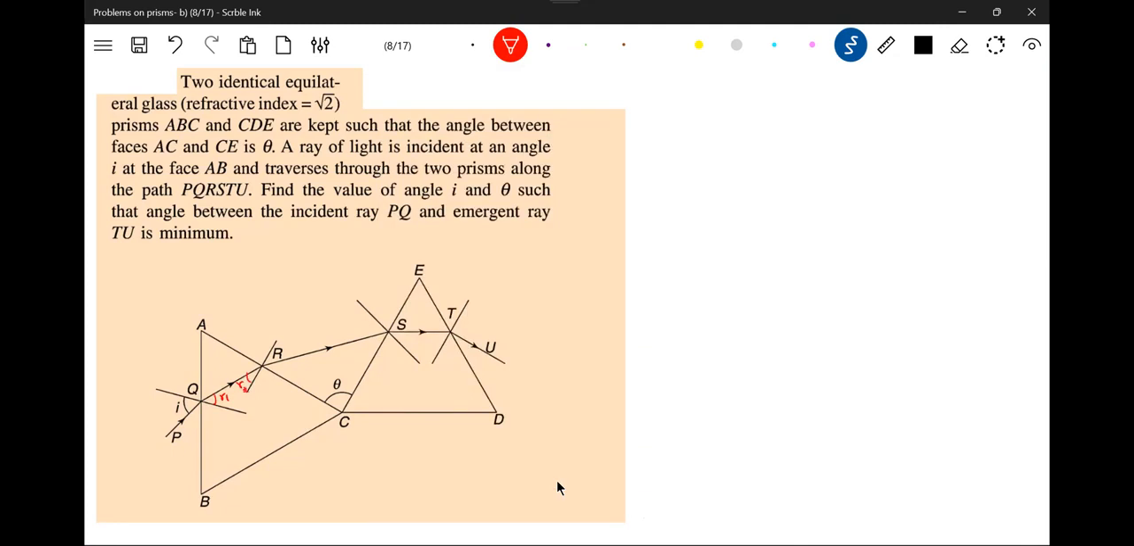R1, R2. First we'll calculate this angle, and we know this is 60 degrees. At minimum deviation, because the ray is parallel to the base of the prism, QR is parallel to BC. ST is parallel to CD. So therefore, we know R1 plus R2 is equal to 60, and at minimum deviation, R1 equal to R2. So therefore, R1 equal to R2 equal to 30 degrees.